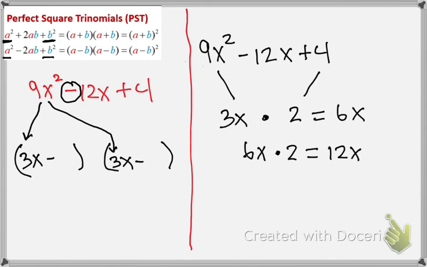Okay, so last but not least, you take the square root of the third term and then place that inside the parentheses as well. Okay, so the square root of that is 2. Alrighty, and so I'll just label square root so we can remember we took the square root.